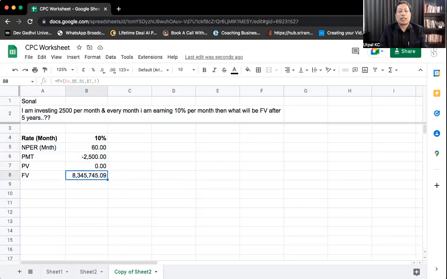Understood? This is cumulative. Every month, 10%, 10%, 10%, you'll have to add it back. Are you getting it? You cannot take out 250 rupees, because then the cash flow will be different. Then you'll have to consider the net cash flow.